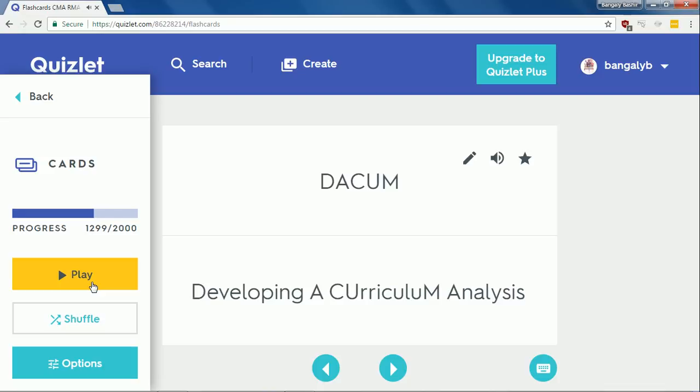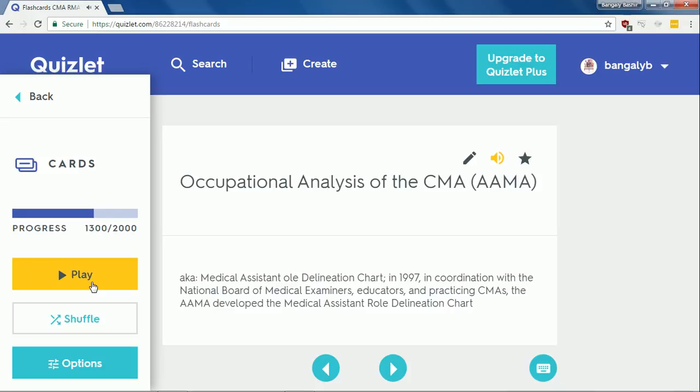DACUM, developing a curriculum analysis. Occupational analysis of the CMA, also known as Medical Assistant Role Delineation Chart. In 1997, in coordination with the National Board of Medical Examiners, educators, and practicing CMAs, the AMA developed the Medical Assistant Role Delineation Chart.